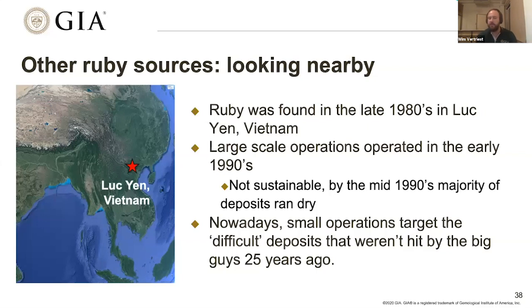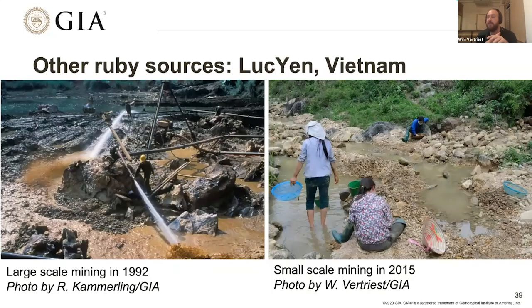And to show the difference, I have two pictures here. The one on the left is a picture from 1992 taken by Robert Kane when he visited those areas. And you can obviously see this is a very well organized, very large impact mining with heavy equipment. The one on the right is a picture that I took in 2015, where you can just see a couple of ladies in a mountain stream, in a narrow valley, manually looking through some gravels for some rubies there. So there are still rubies being mined, but not on a scale like it was 25 years ago.